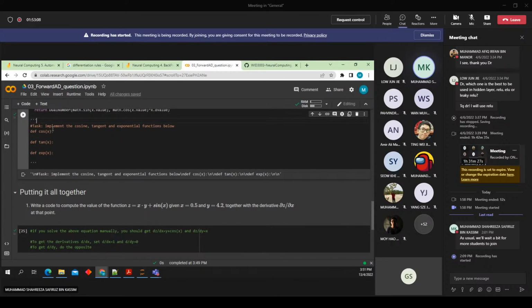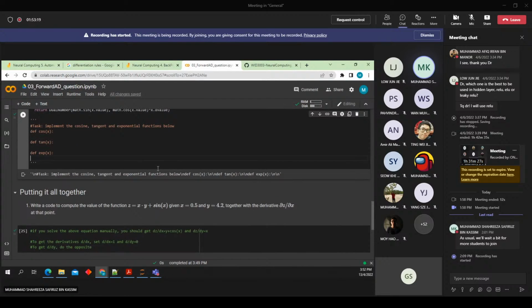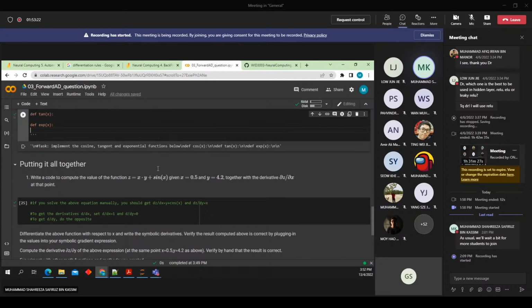So your task is to implement the cosine, tangent, exponential functions. And of course, you can verify it yourself. You can verify it by giving it some values, and you see if it calculates okay or not.